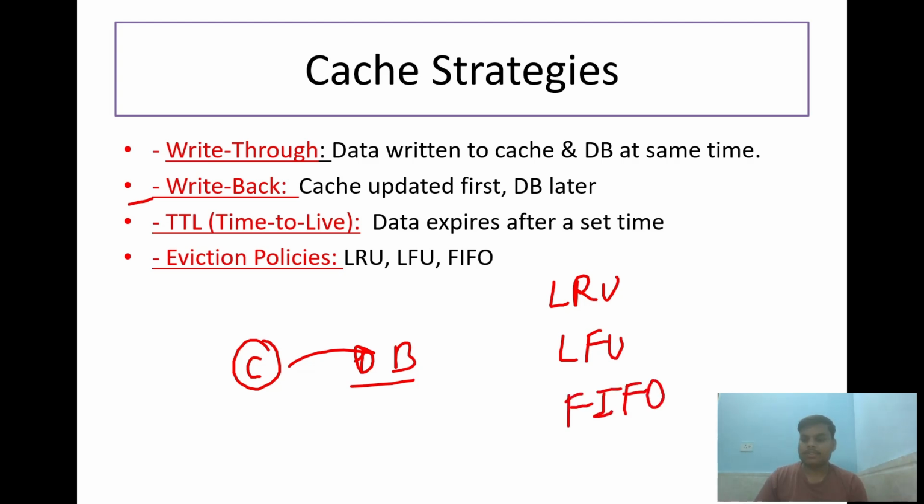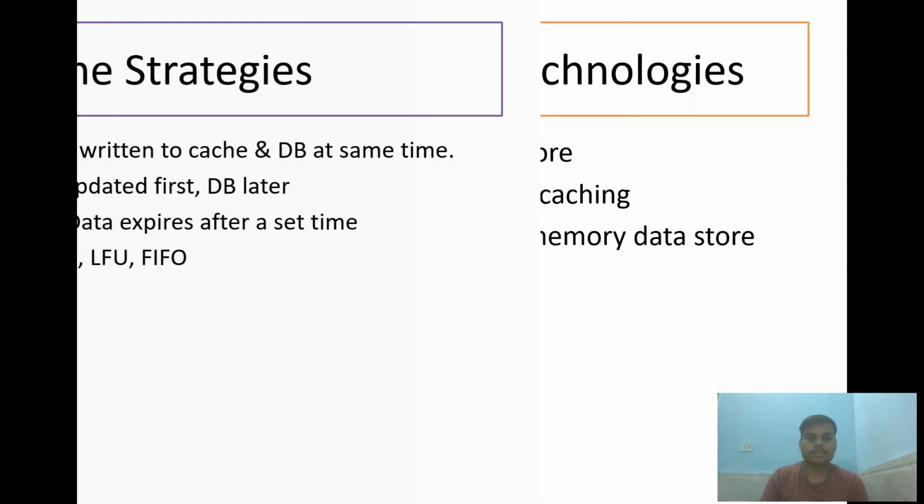So LRU means least recently used. In this, when a new page comes in, we will remove the least recently used data. In LFU, the least frequently used data will be removed, and FIFO, first in first out, is basically based on a queue, in which the data which is inserted first will be removed first. Okay, thank you.